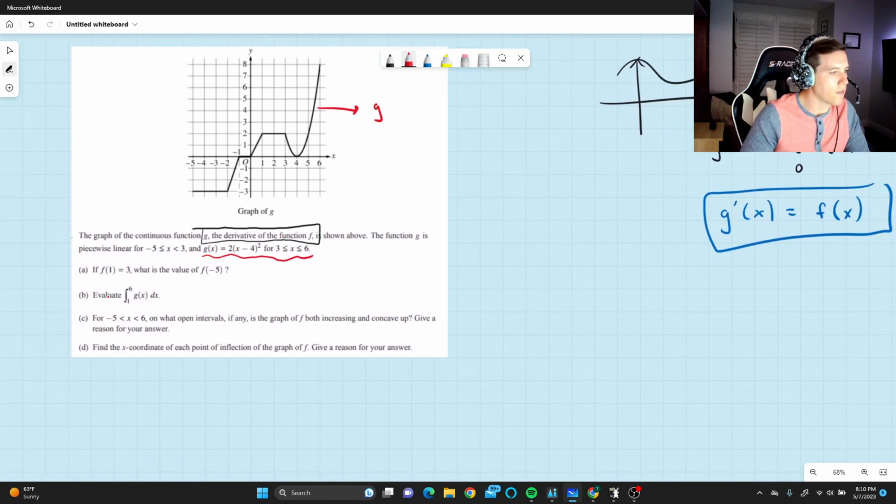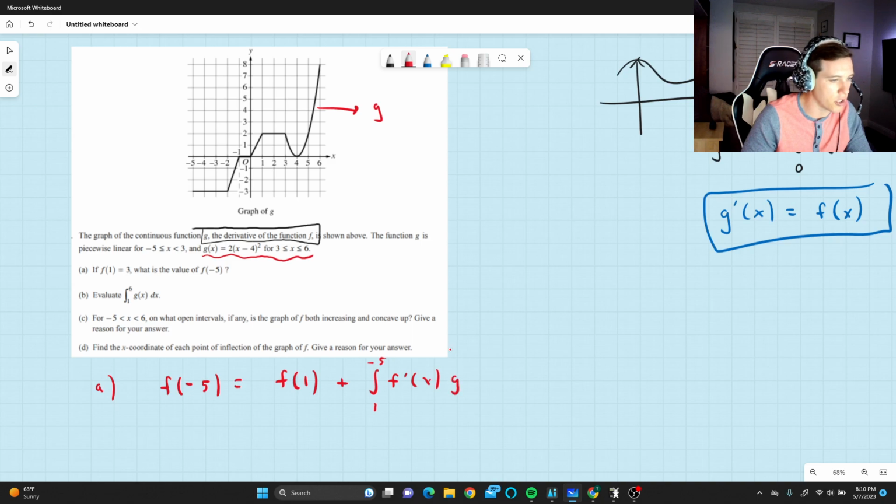So let's find f of 1, or if f of 1 is 3, and this is the graph of G, and G is the derivative of f, we're going to have to accumulate to do it. We're trying to find f of negative 5. Well, to get f of negative 5, it is initial condition plus accumulation, and I always do it as where you're at and where you're trying to get. And we're accumulating the derivative of f, which is G. You could put f prime or G here. So this is the setup.